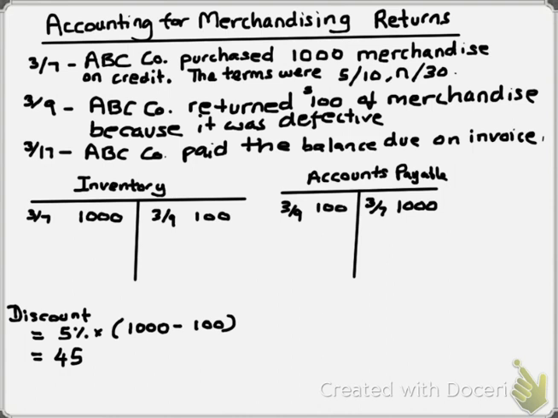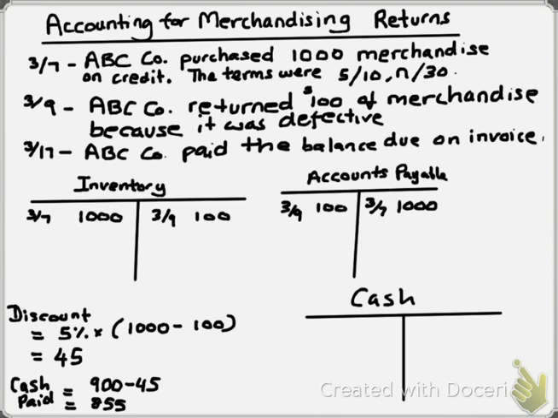How much cash are we going to pay? We're going to pay $900, which is how much we owe, minus the $45 discount, for a total of $855. Now let's go ahead and record this amount. We know that $855 is paid in cash, so we are going to credit the cash account for $855 on the 17th.